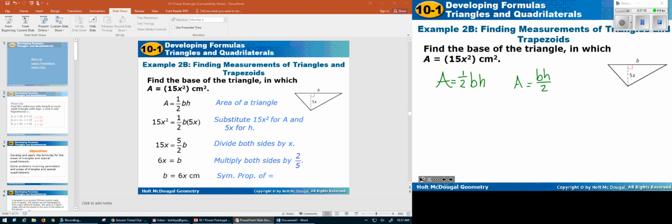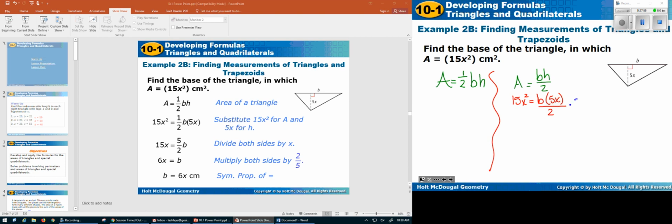So, which way do you want to do it? The first way with 1/2 or BH over 2? Okay, so I'm going to do BH over 2, and then if that causes us trouble, we can go back and do 1/2 base times height. What's going in for A? 15x squared equals, what's going in for B? We don't know, so just B. And what's going in for H? 5x, and it's all divided by 2. Okay, and again, our goal is not to solve for x here, it's to solve for the base. So what's the first step in getting the b by itself?